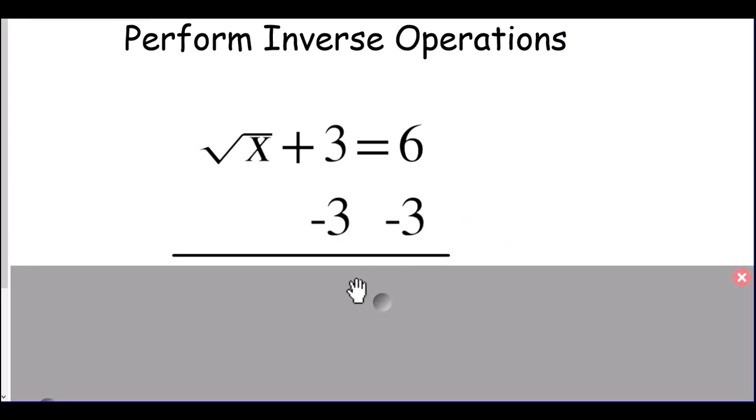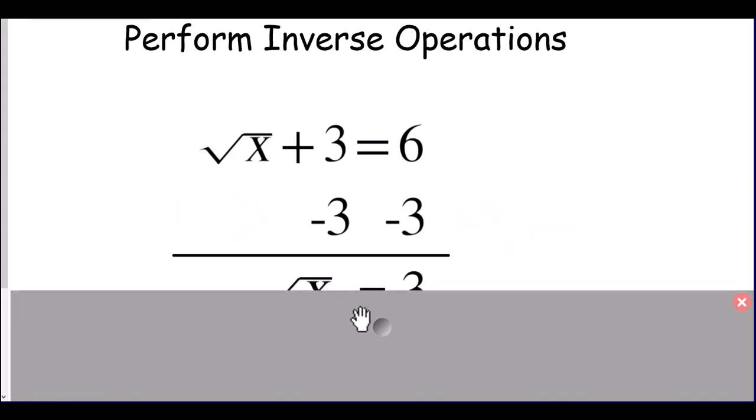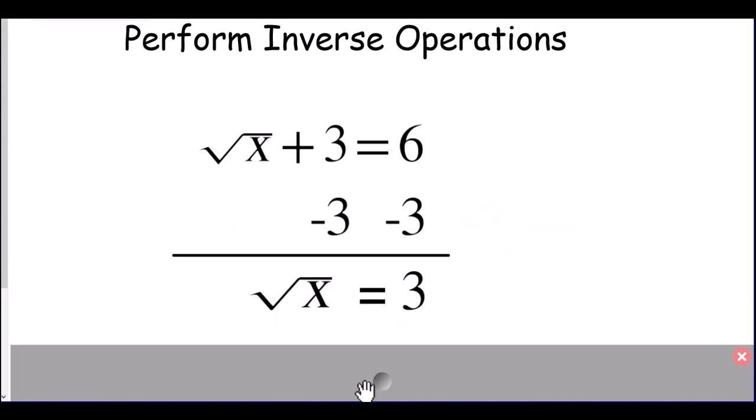The third step of solving algebraic equations is to make sure that the equation remains balanced. An equation remains balanced when whatever is done to one side of the equal sign is done to the other. Next, I simplify the equation to the square root of x equals 3.